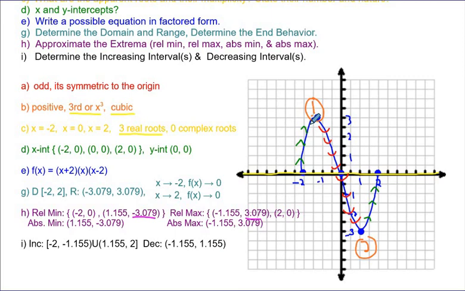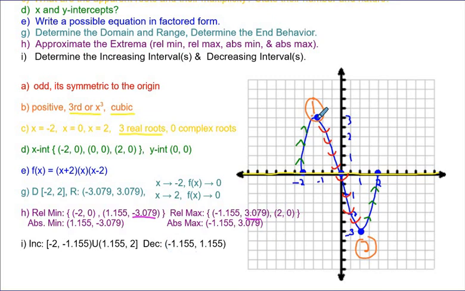You can already see the increasing interval here. So -2 to this point, which is -1.155. We're also increasing from 1.155 to 2. We use a solid bracket there because they are defined points. Please keep in mind that shared points are always parentheses because they're shared. They can't be both increasing and decreasing at the same time.